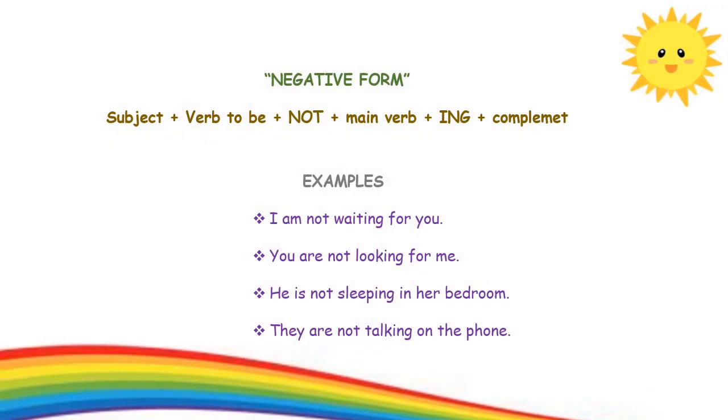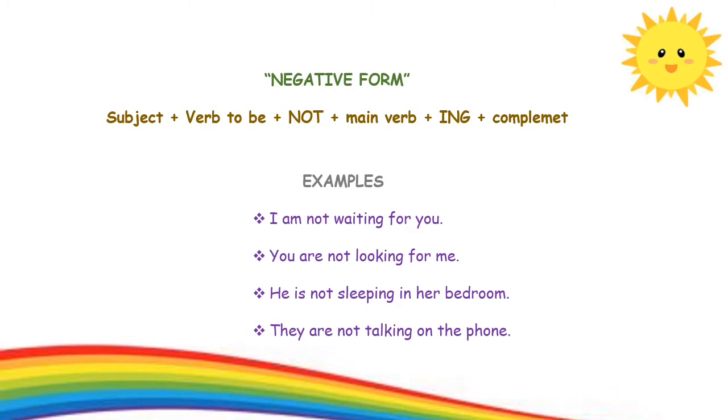The negative form, we use subject plus verb to be plus not plus main verb plus ing plus complement. And here I have some examples. I'm not waiting for you. You are not looking for me. He's not sleeping in her bathroom. They are not talking on the phone.